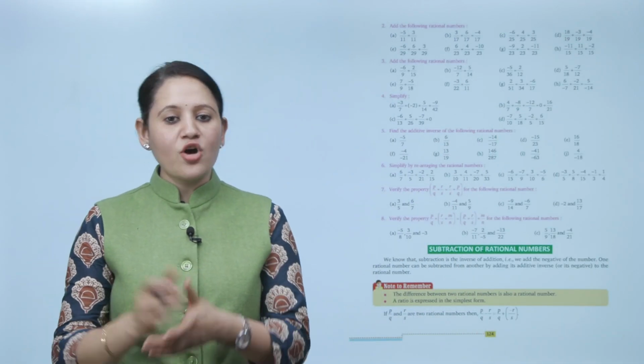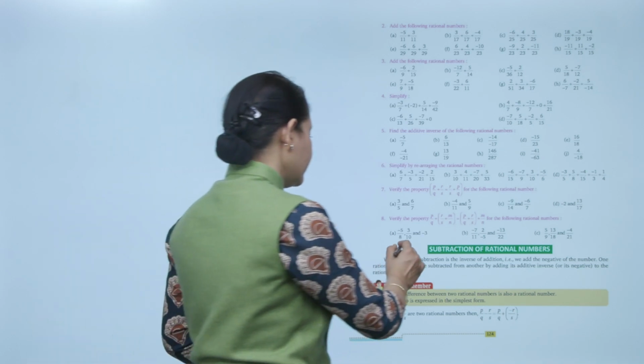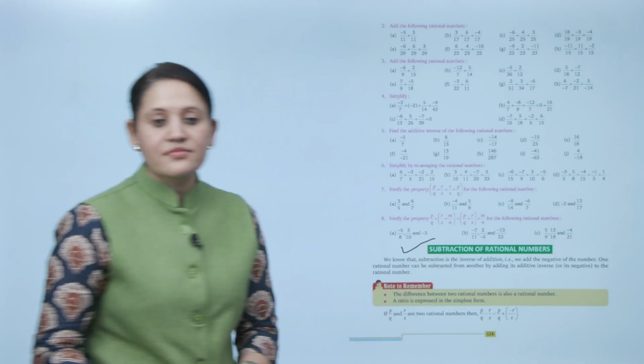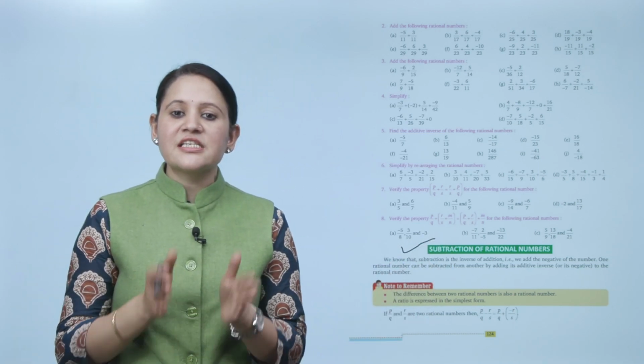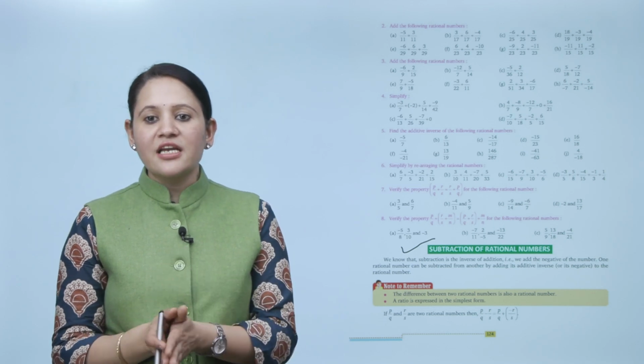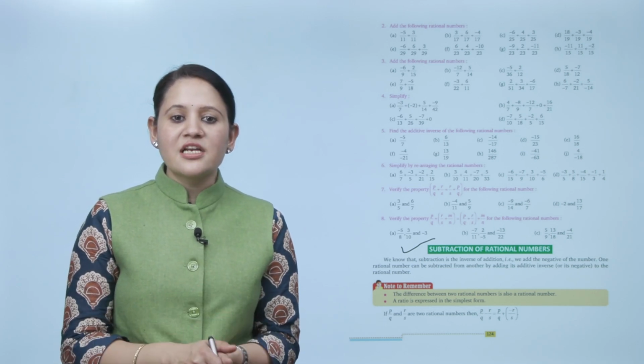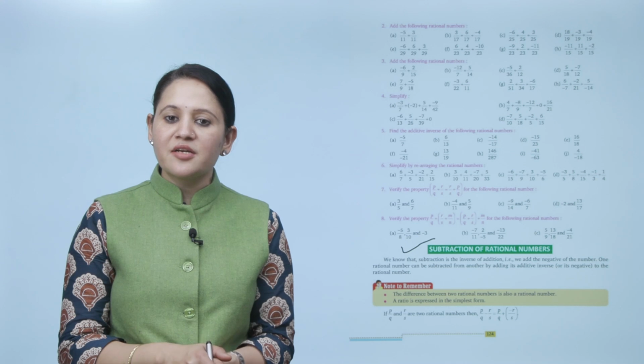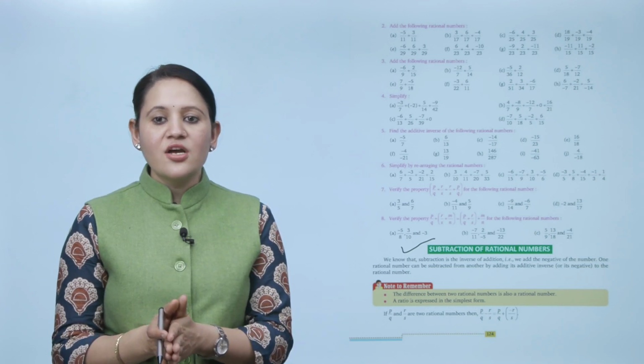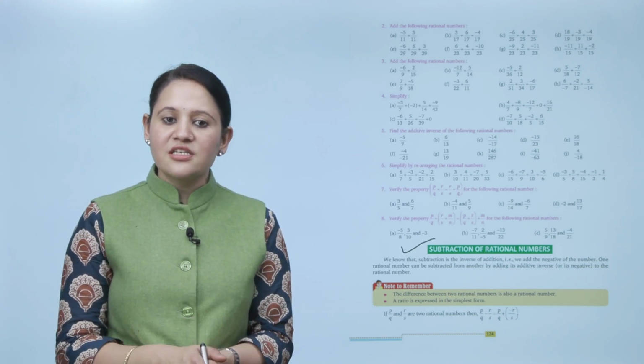Next is subtraction of rational numbers. We know that subtraction is the inverse of addition. We add the negative of the number. One rational number can be subtracted from another by adding its additive inverse, or its negative, to the rational number.